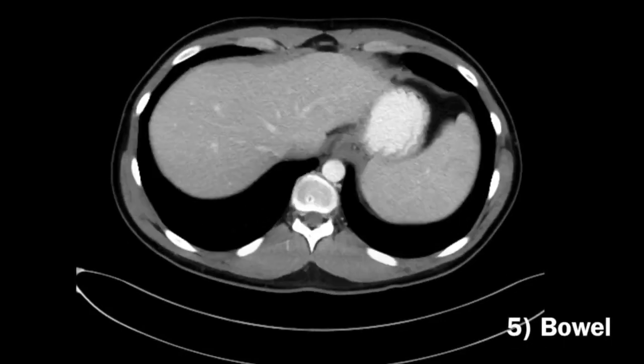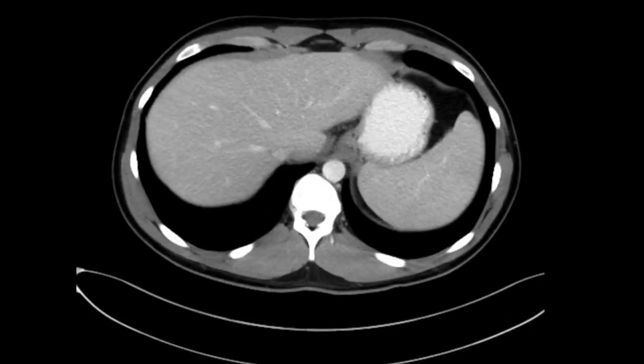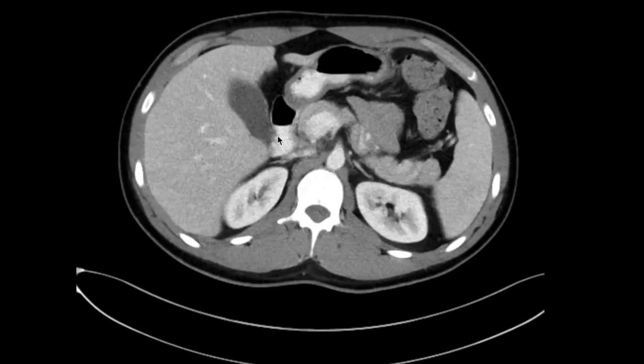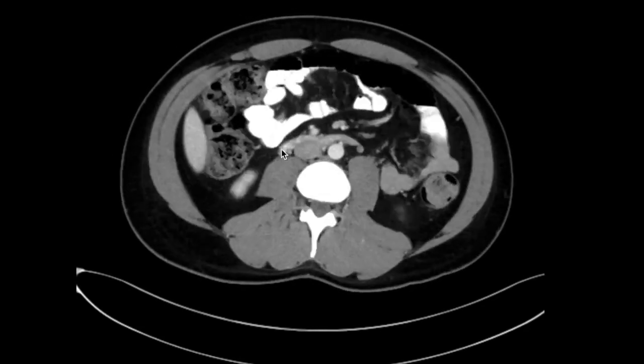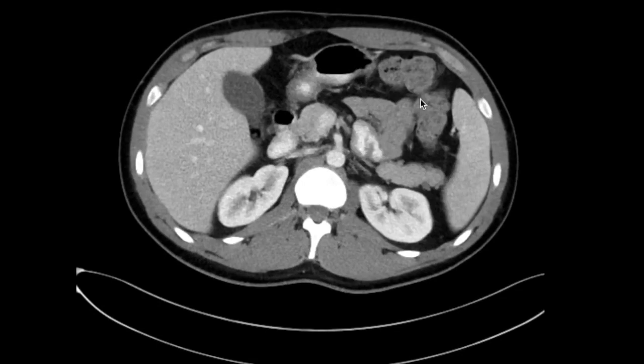I then look at the bowel, and so when I'm looking at the bowel, I start at the esophagus here, look at the stomach itself briefly, and just follow it down to the duodenum, first, second, third, across the midline, and fourth portion of the duodenum here.